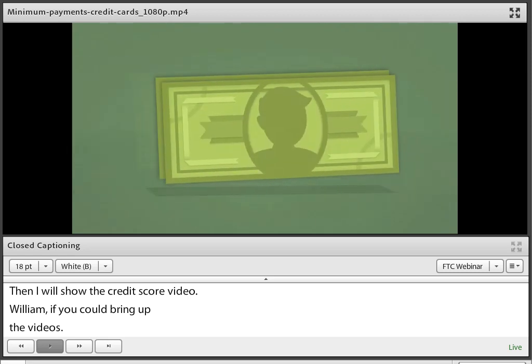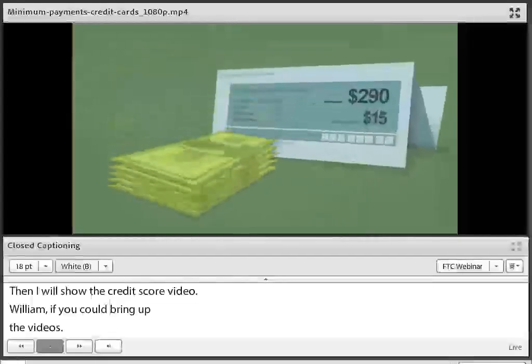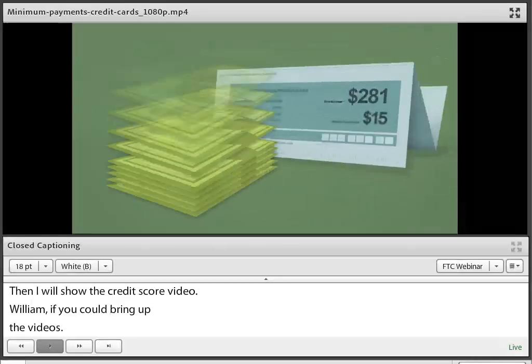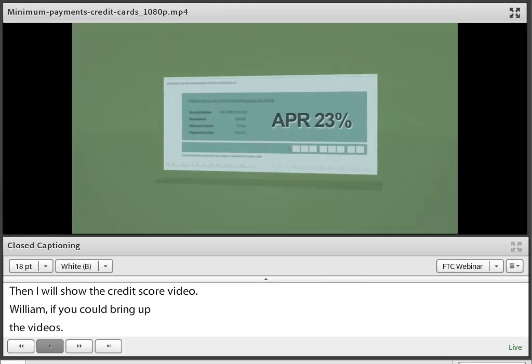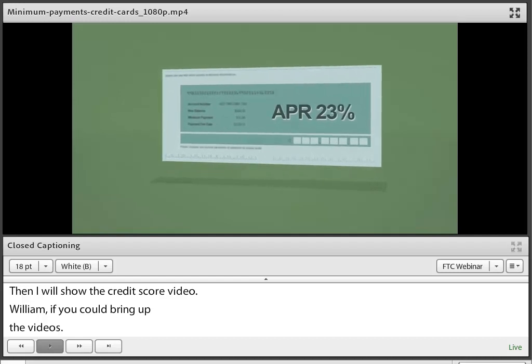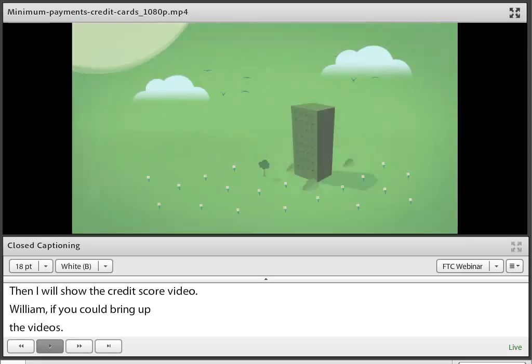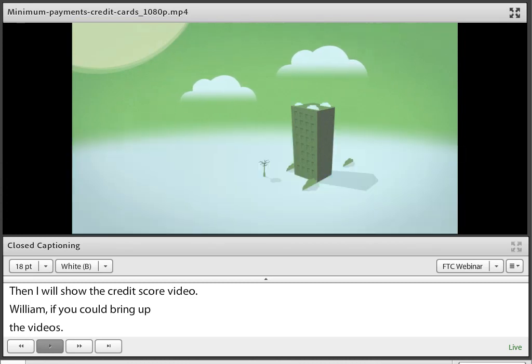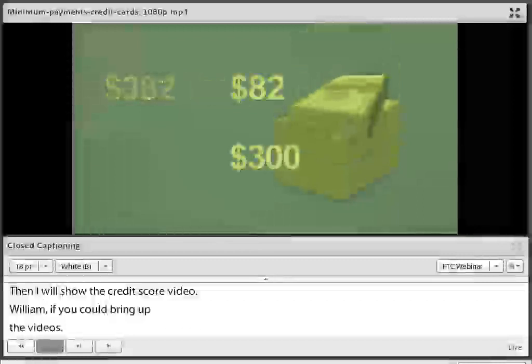Then, every month, Marta sent the minimum payment. But Marta's balance didn't go down $15 each month. The credit card company added interest to her balance every month. The annual interest rate on Marta's credit card was 23%, so the credit card company added interest to Marta's balance every month. It took Marta more than 2 years to pay for the air conditioner because she paid only the minimum payment. At the end of 2 years, Marta had paid $382, $300 for the air conditioner, and $82 in interest.